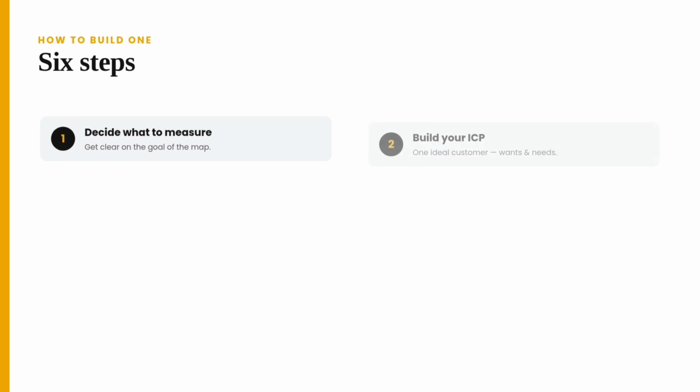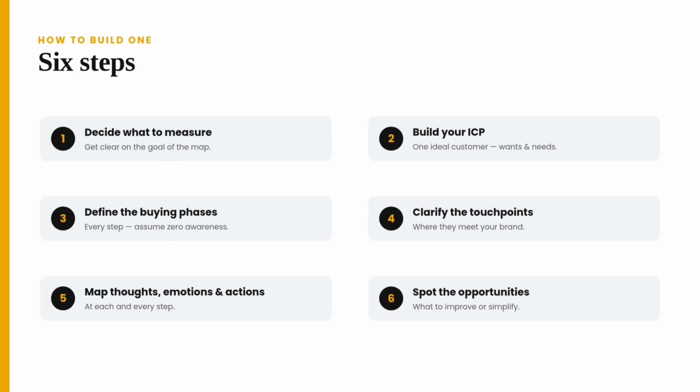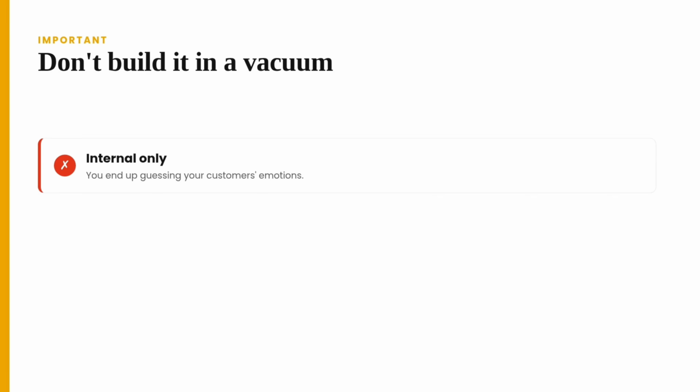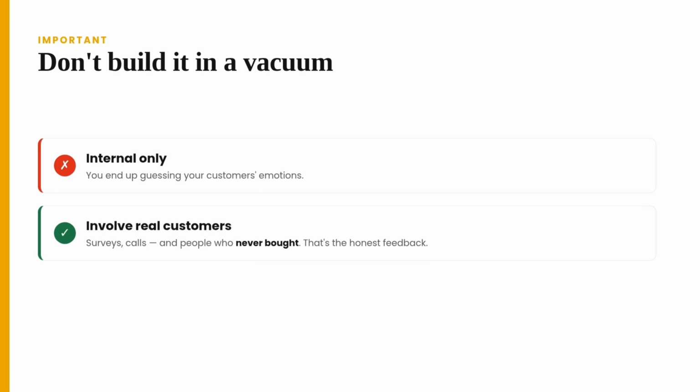And last step, clarify your opportunities. Once you have the customer journey map, you need to consider which areas you can improve or simplify for your customers, so when they interact with your brand, they attach a certain emotion and thought to your specific brand. One important note over here: if you are doing the customer journey map internally, you're not considering your customers. And the perfect customer journey map involves your customers as well.